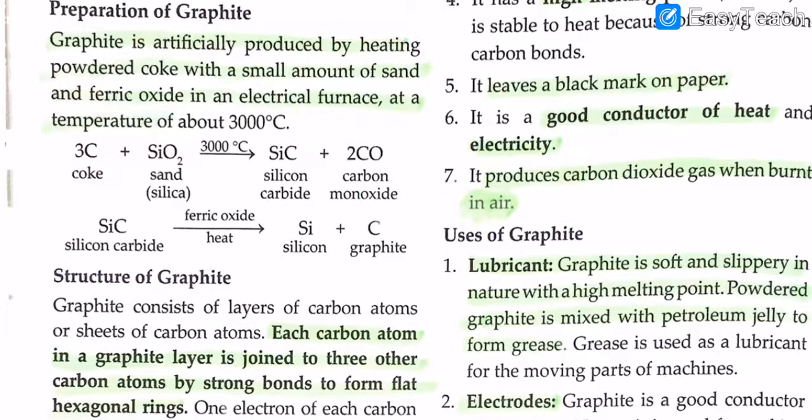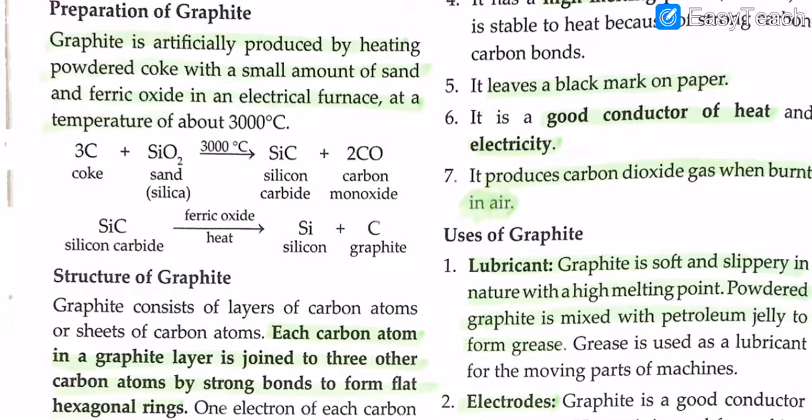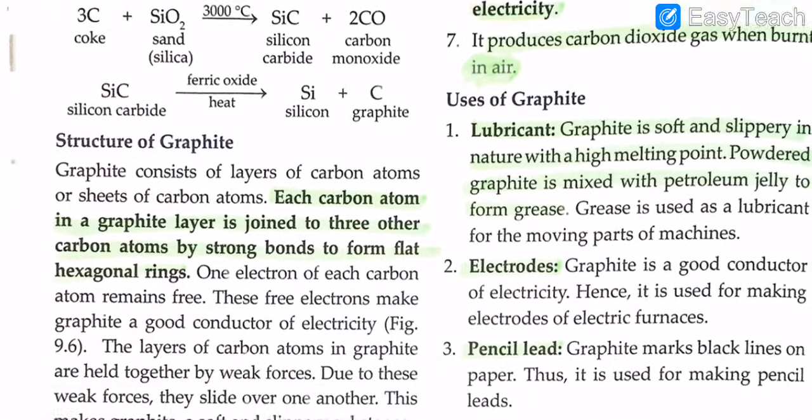That is because we either use that 3000 degrees Celsius or we use just silicon carbide in the presence of ferric oxide, which is heat, and it produces silicon and C, which is graphite, which is carbon basically. And carbon is graphite.